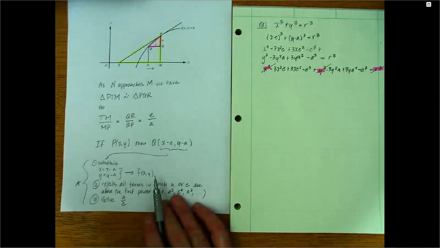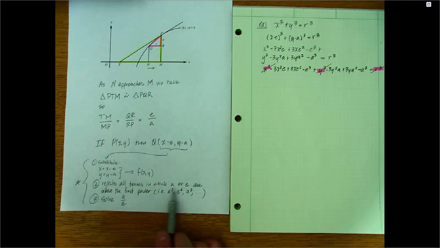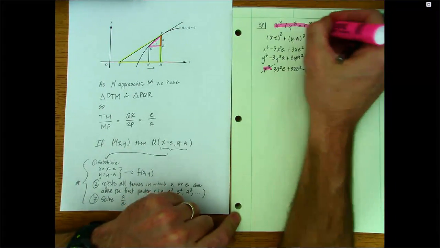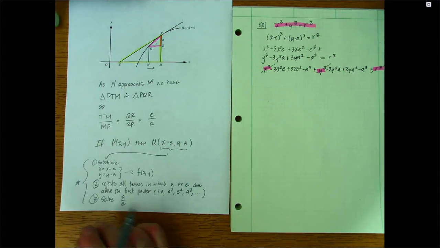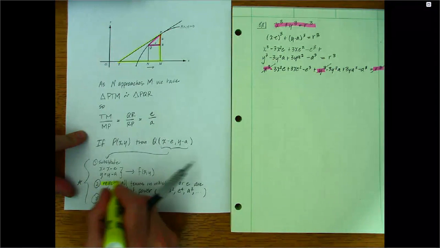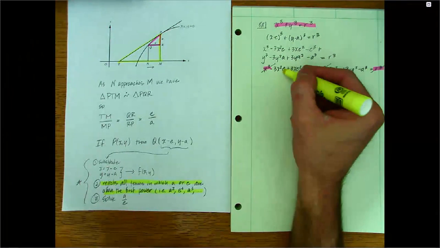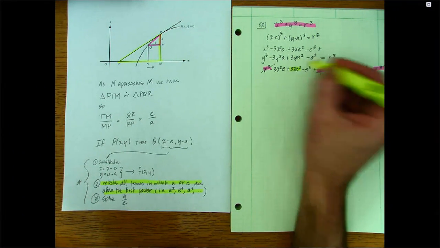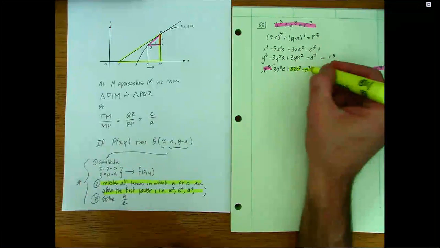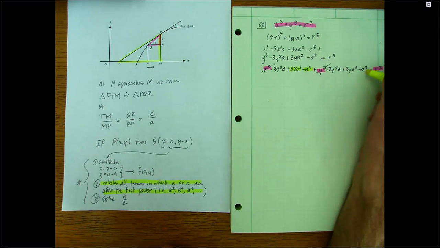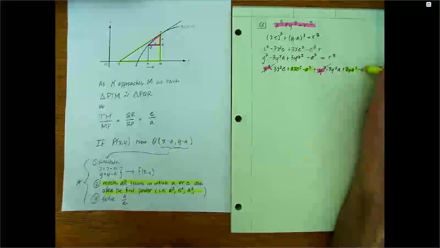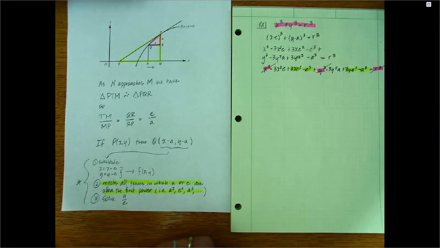And then what does Barrow do? He says, well, we're going to reject all the terms in which a or e are above the first power. Let's use the yellow for rejecting all terms above the first power. This one has an e to the first power, so I don't reject it, but there's an e squared I do reject. There's an e to the third I do reject. Here's an a squared I do reject, and here's an a to the third I do reject those.